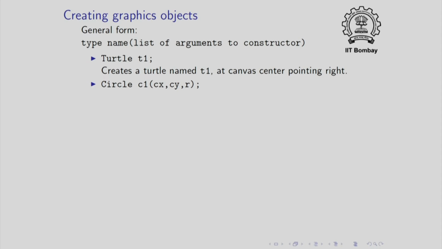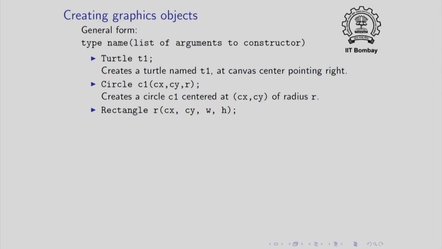Here is a constructor call, using which you can create circles. So the type of the object is circle, and this command will create an object named C1, centered at CX, CY, and having radius r. You can also create rectangles. This is how you do it. This will create a rectangle named R centered at CX, CY and having width w and height h.